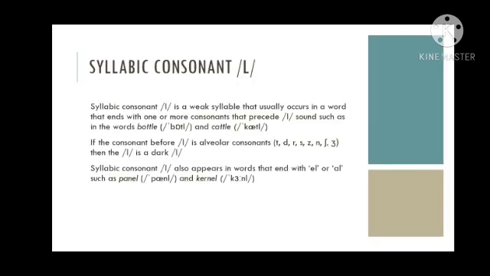As for syllabic consonant L, which is a weak syllable, it usually occurs in a word that ends with one or more consonants that precede the L sound, such as in the words "bottle" or "kettle", and if the consonant before L is an alveolar consonant such as t, d, r, s, z, n, sh, and j, then the L is a dark L. Syllabic consonant L also appears in words that end with el or ol, such as "panel" and "canal".